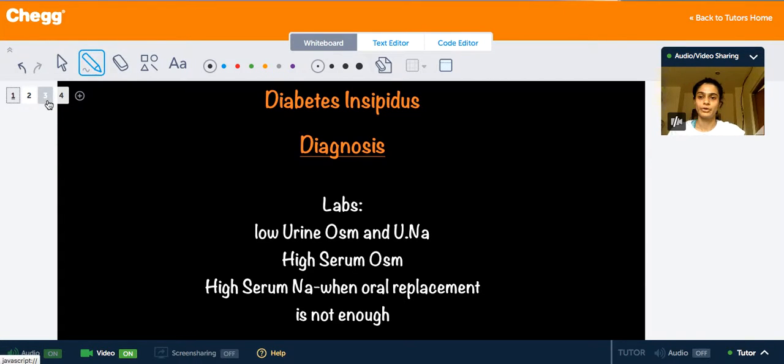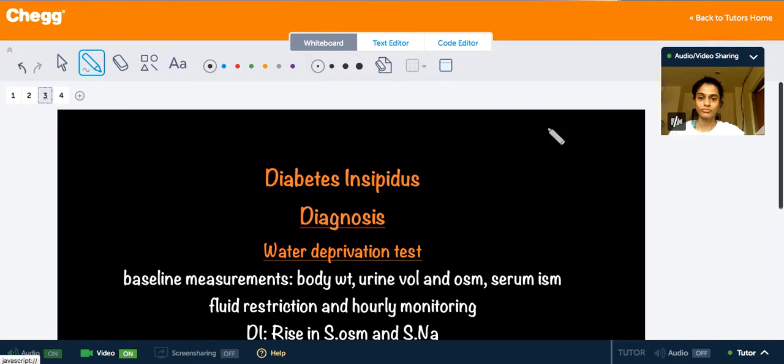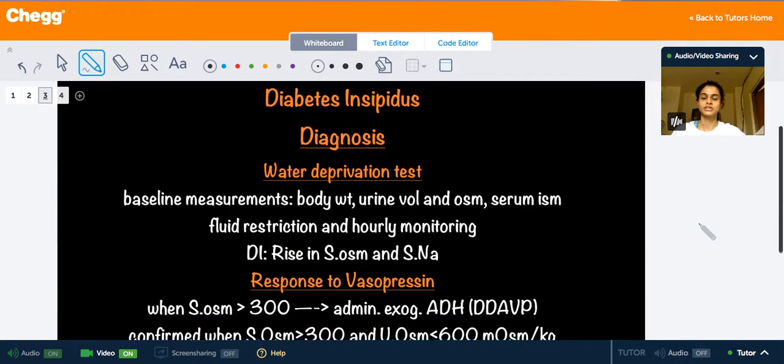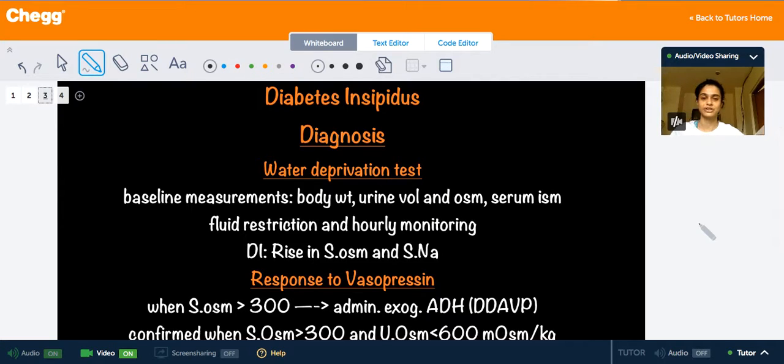So now, in order to confirm DI, what we do is the water deprivation test. So basically, in this, a baseline measurement is taken of the patient's body weight, the urine volume, how much urine the patient is producing, and the urine osmolarity, measuring how concentrated the urine is, as well as the serum osmolarity. I'm sorry, there's a spelling mistake right here. This should be O instead of an I. That stands for serum osmolarity. So after you measure these baseline values, you then go ahead and fluid restrict the patient. You do not let the patient have any intake of water. And then you measure these same values every hour.